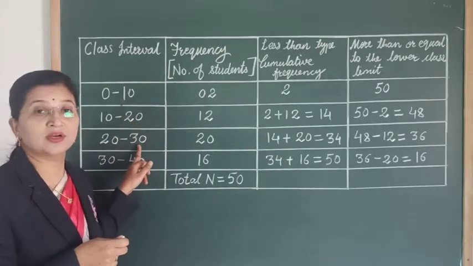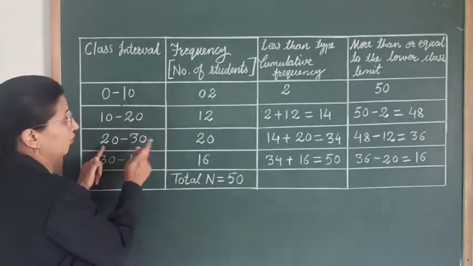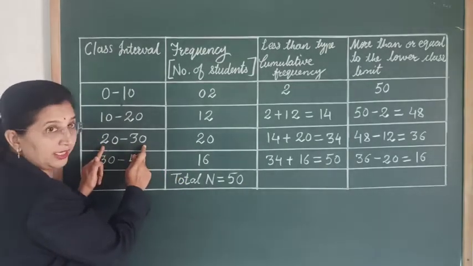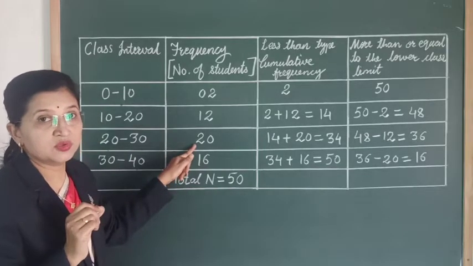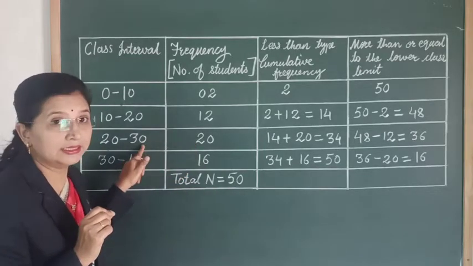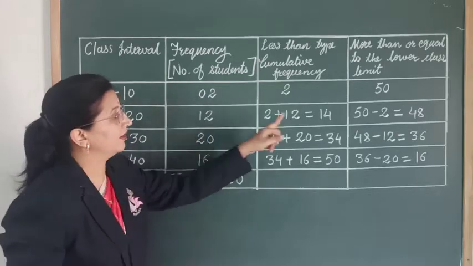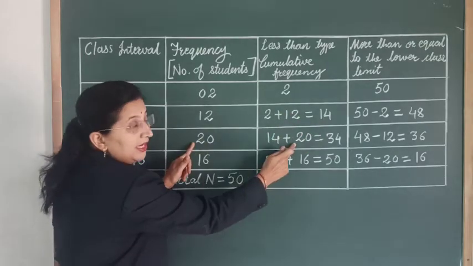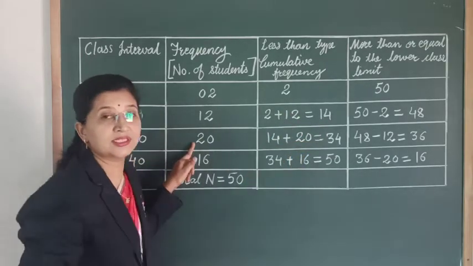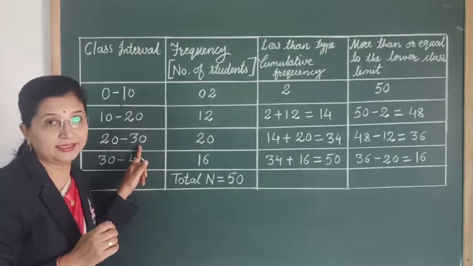Similarly, how many students score the marks less than 30? These 20 students who got the marks between 20 to 30. We want to know the number of students who score the marks less than 30. So these are also less than 30 only, right? Already we have added that, that is 14. So what we do? This 14 plus this 20. So 34 students are there who scored the marks less than 30.